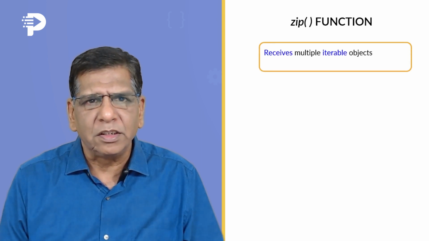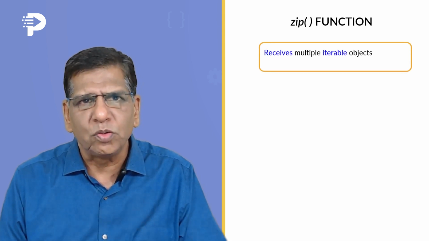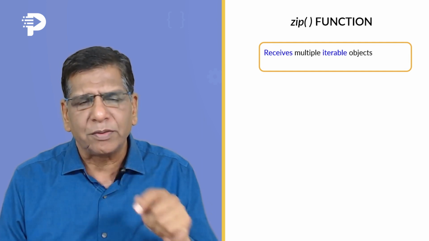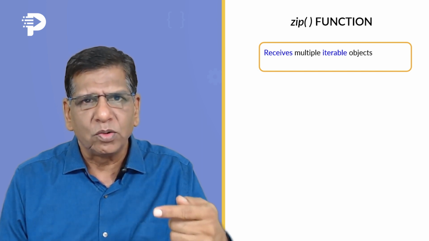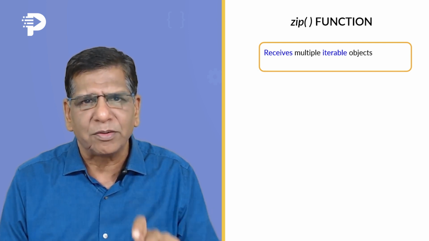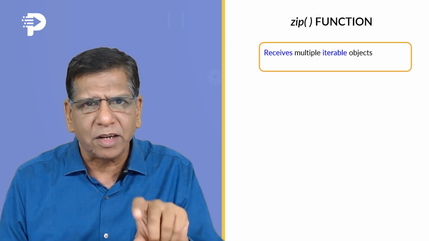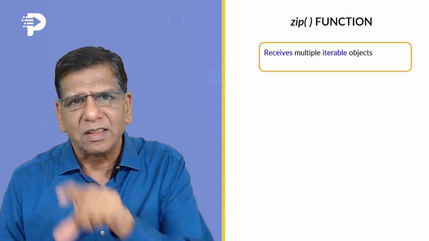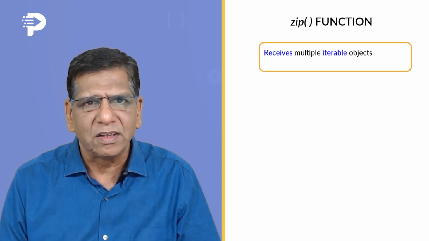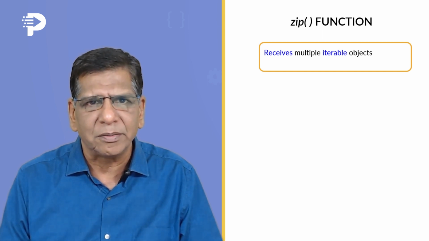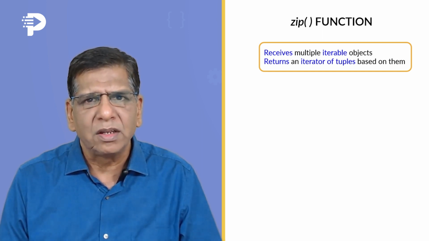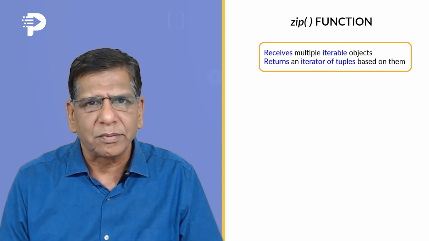Basically, the zip function is useful when you wish to work with multiple iterable objects. For example, you have a list of numbers and a list of words, and you want to pick the first element of the list of numbers and the first element of the list of words and work with that. Then go to the next pair, then the third pair, then the fourth pair. So if you want to deal with multiple iterable objects, the zip function is really very handy. What it returns is an iterator of tuples based on the iterable objects that we pass to it.